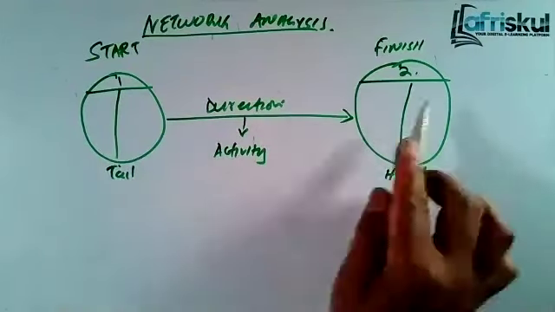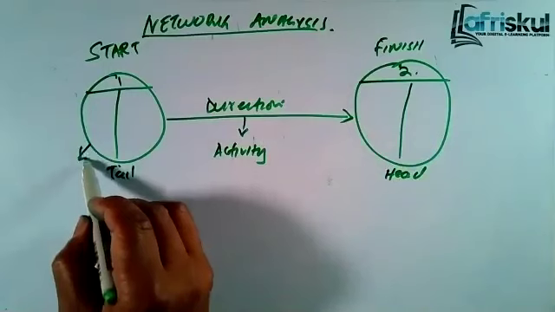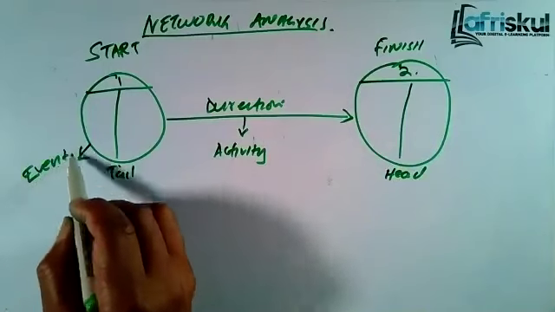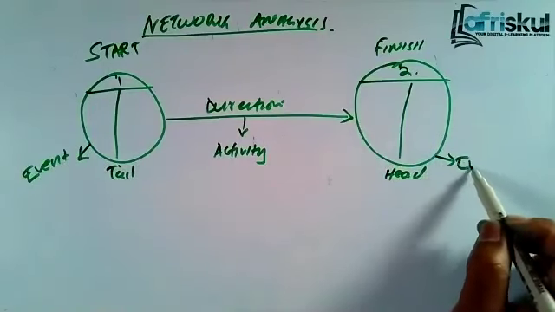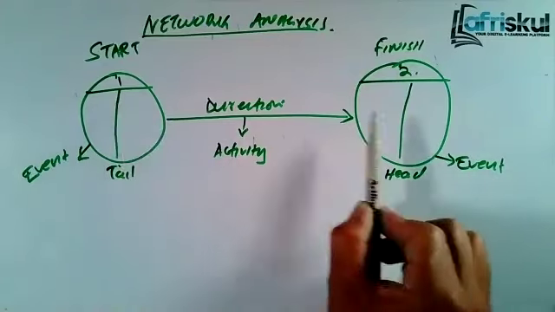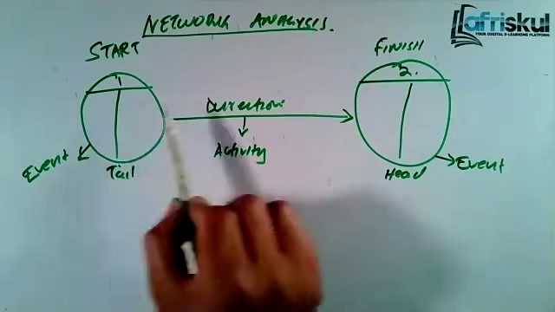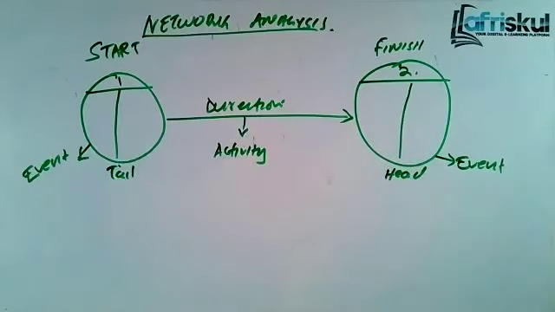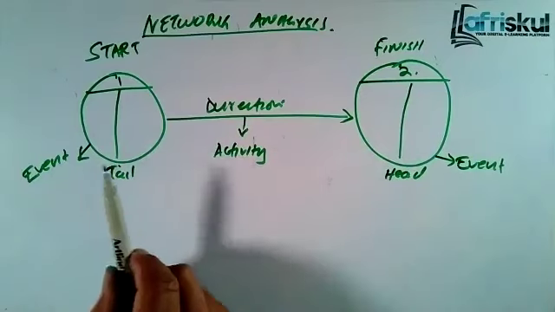Now, the start and the end, this is what we call an event. We have said that an event is the start and the end of an activity. But the activity itself is the movement from event 1 to event 2; that is what we call an activity. Then you can see all my events are classified into 2.